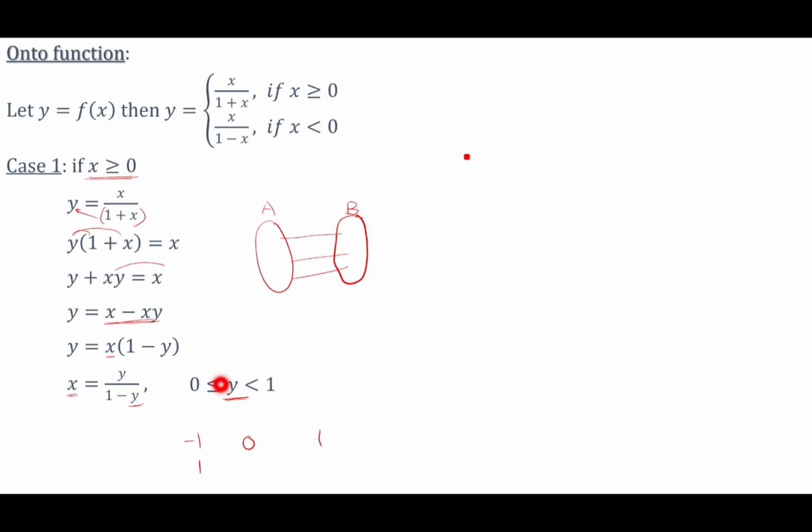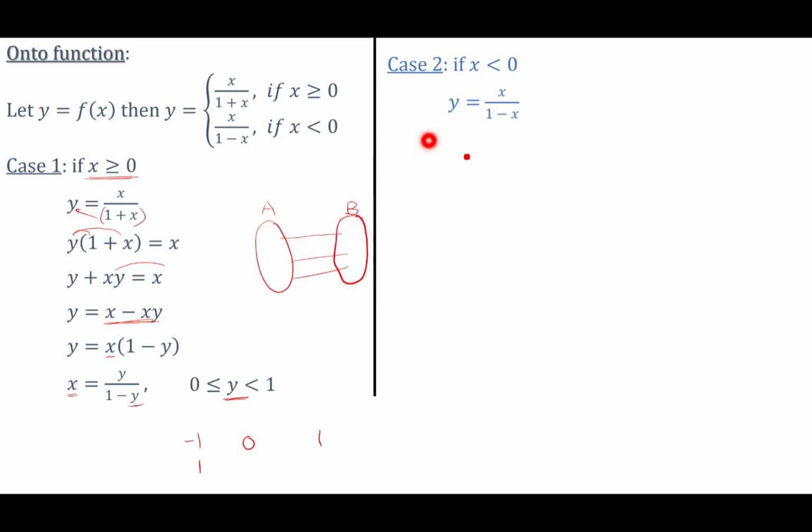So if I substitute y values in between these real numbers, I can get a pre-image. Otherwise, I won't get the pre-image. So y lies in between 0 to 1. In the same way, if x is less than 0, I am supposed to take this function x over 1 minus x, because x is less than 0. The same process. To know it is an onto function, elements of set B must have a pre-image.